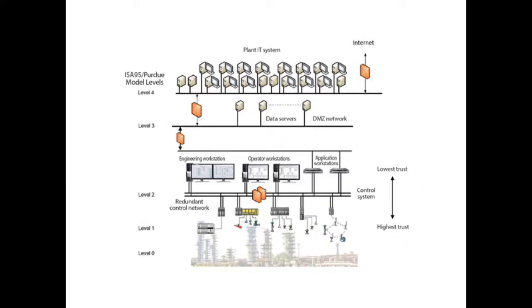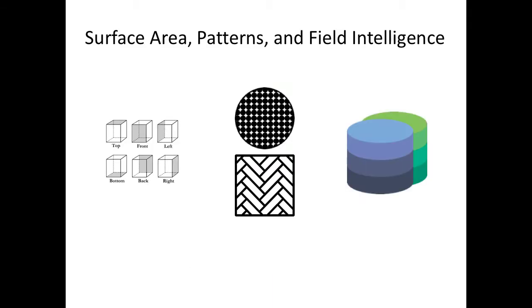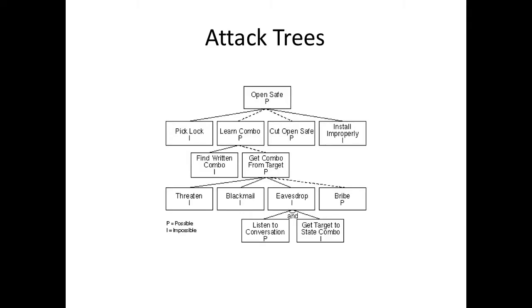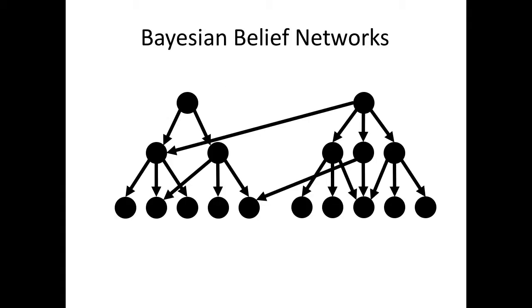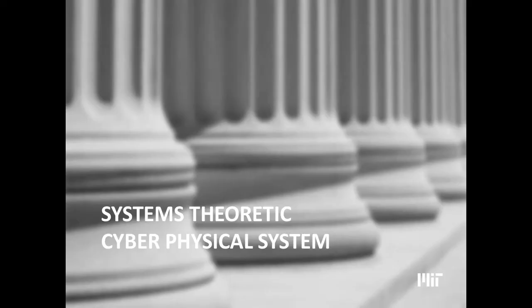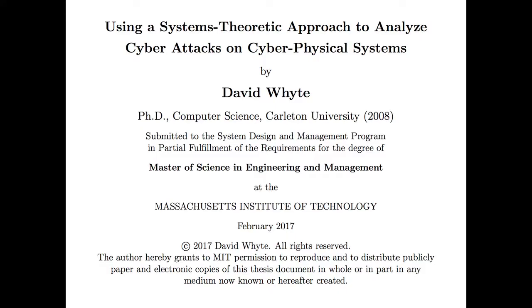The first section is covered by a 20-minute video that will accompany the message within which this video will be contained. It takes a look at the domain that we're working on, oil and gas. It does a review of the work that we've done, where we looked at device risk, looking at surface area, patterns, and field intelligence, and then finishes with the techniques that we have converged on, which is attack trees and Bayesian belief networks.